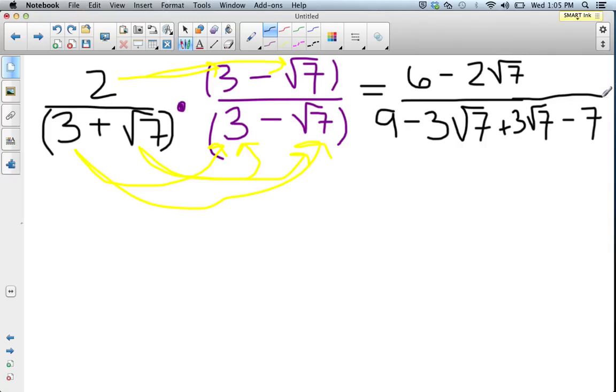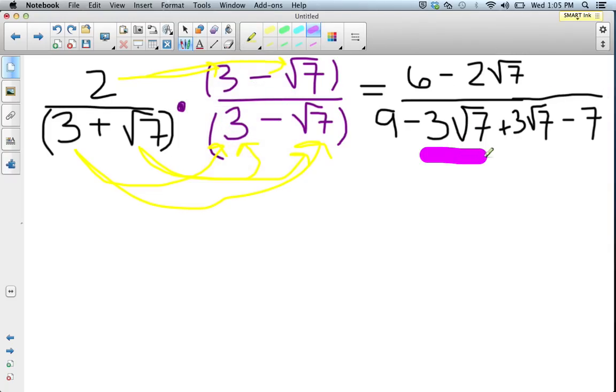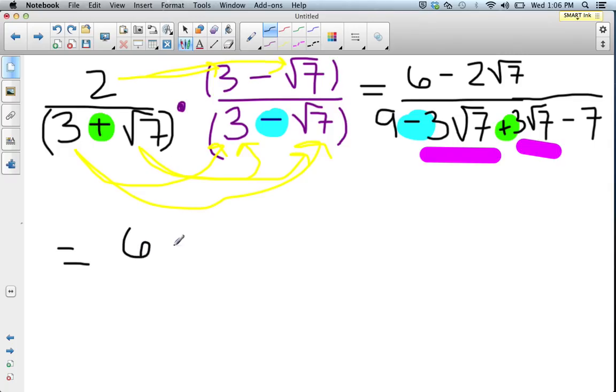Now if we combine our like terms, this part in the middle is going to cancel. The negative 3 square root 7 and the positive 3 square root 7. And that's because we have a minus on this one, and that comes from this. And on this term we have a plus, which comes from the plus here. So when we change the sign from plus to minus, it allows us to cancel the middle terms out. And then we just have 9 minus 7. And what's 9 minus 7? Everybody should know. It is 2. So we end up with 6 minus 2 root 7, all divided by 2.